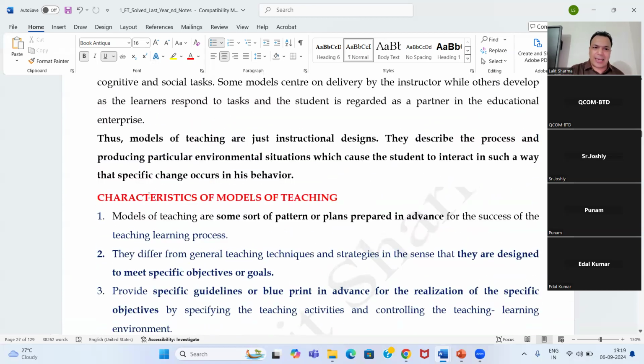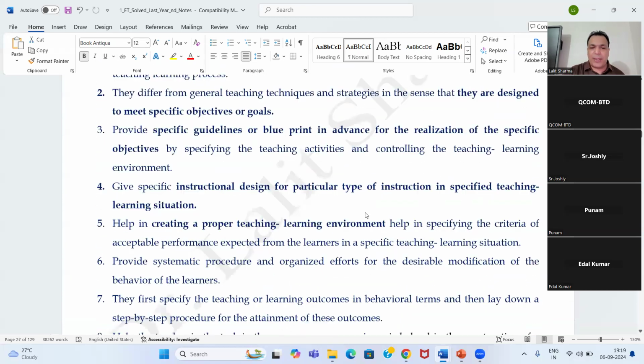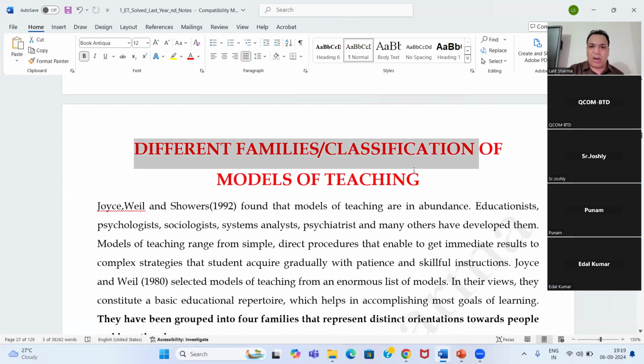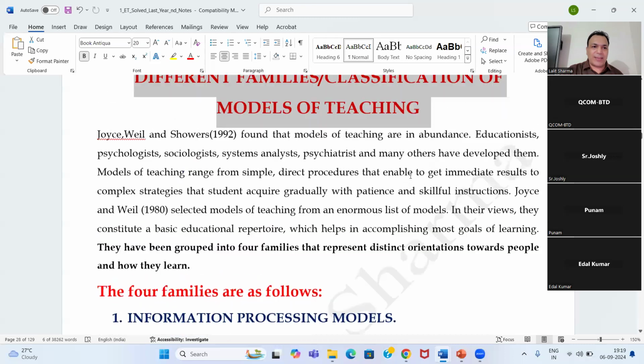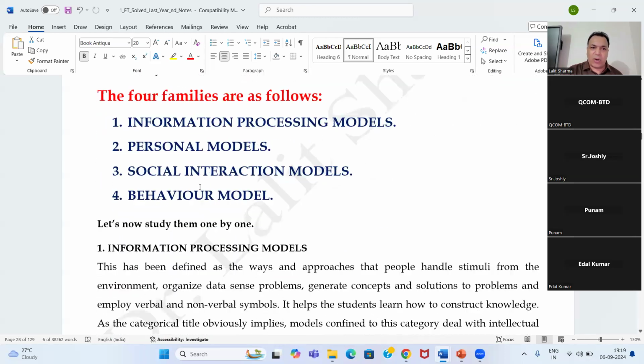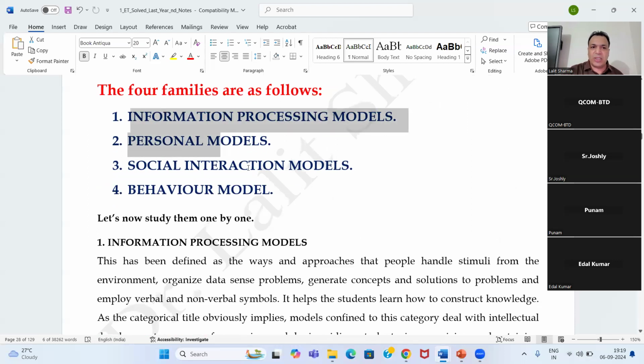Teaching models exist. Now read these characteristics, this is also simple. We talk about the different families of models of teaching. Basically, Joyce and Weil have given the 4 families of teaching models. Which are they? Information processing, personal models, social interactional and behavioral models.